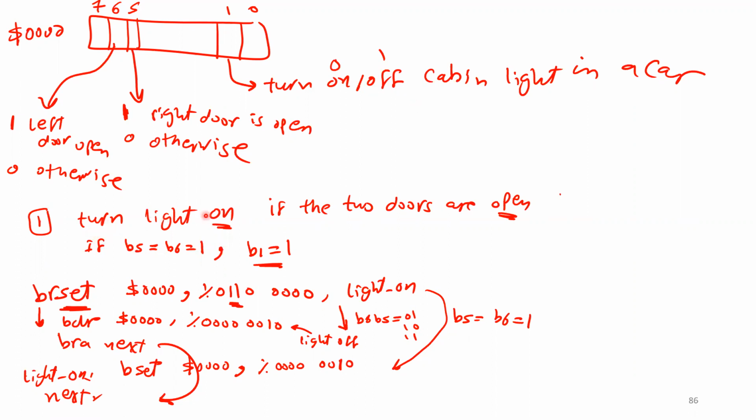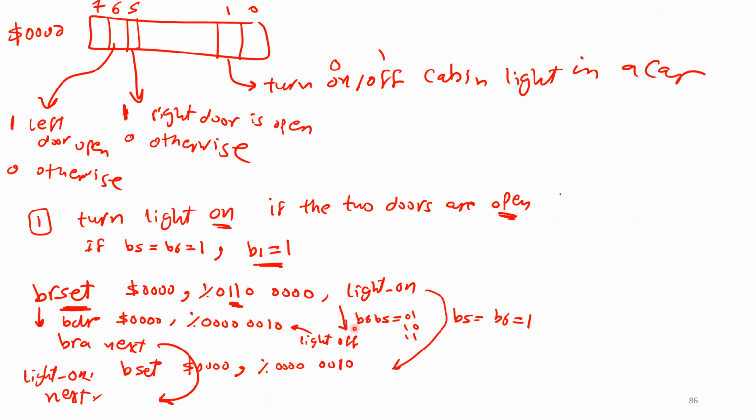I want to turn the light on if the two doors are open. Open here means 1 1. So if this is 1 and this is 1, I have to put 1 here to turn it on. I'm sorry, here I think this is a mistake: 1 is for on and 0 for off, right? Sometimes we do the opposite, but it depends on how you do the hardware circuit. So anyway, 1 here means on, 0 means off.